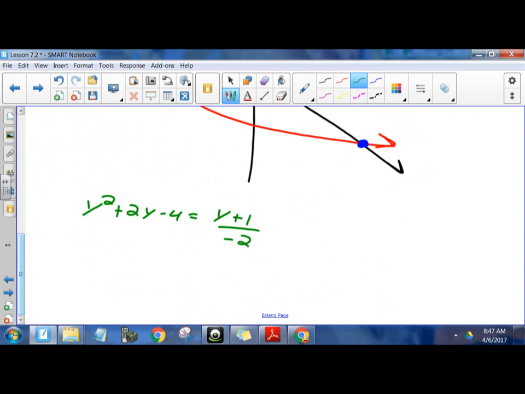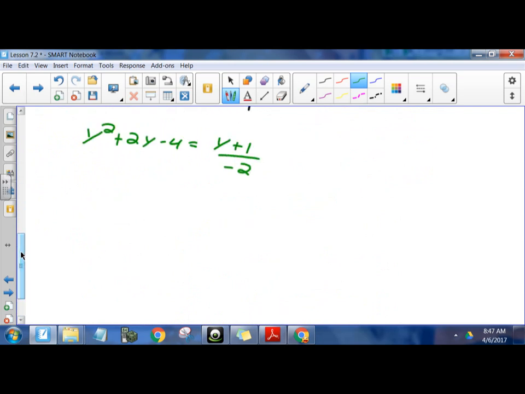So let's take step 1. Let's times both sides by negative 2 just to get rid of the fraction. So negative 2y squared minus 4y plus 4 times 2 is 8 equals y plus 1. Let's move it all over and solve for y equals 0. So minus y, minus 1, both sides. So we get negative 2y squared, and we minus y from minus 4, which makes minus 5y. We minus 1 from 8, which makes 7.